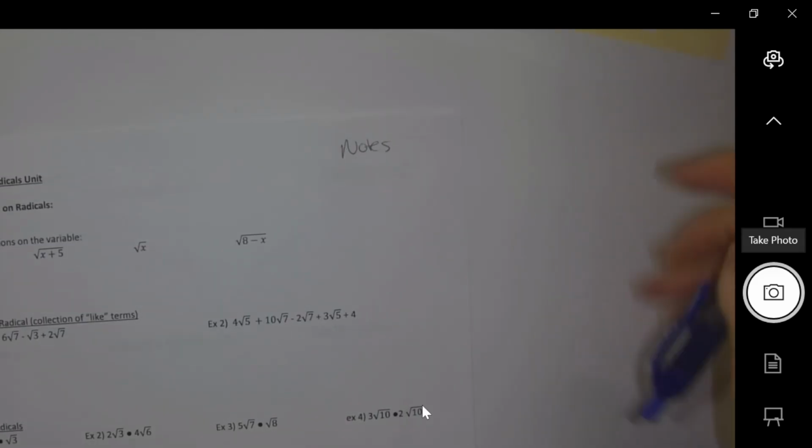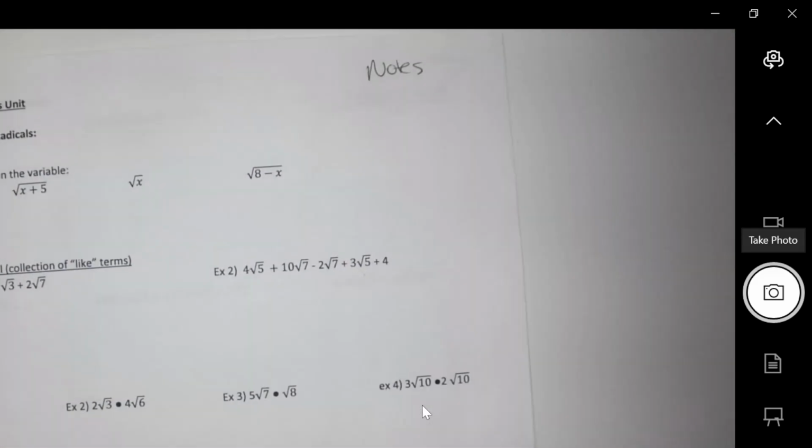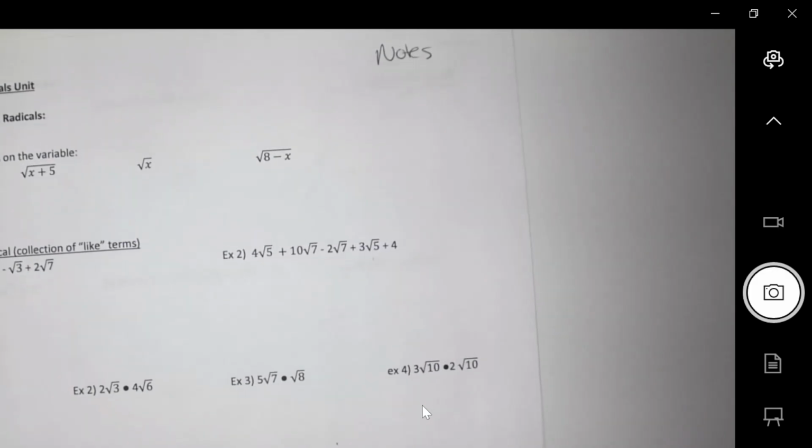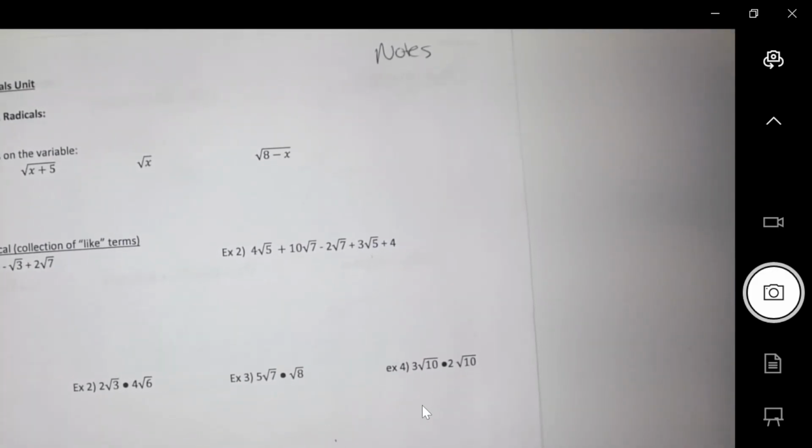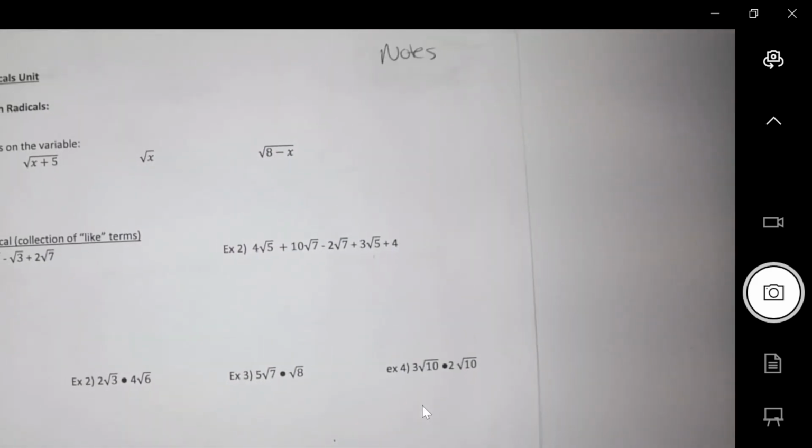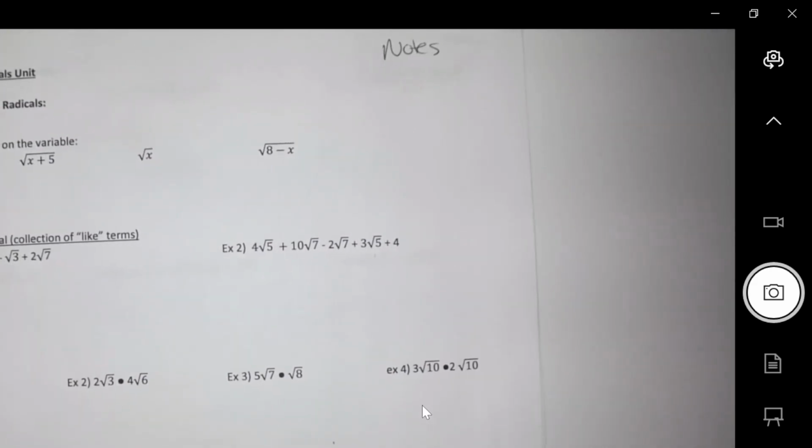Okay, starting with radicals. So a radical is a root, so we can square root things. Obviously, you can also do more than square root things. You can do things like cube rooting numbers.